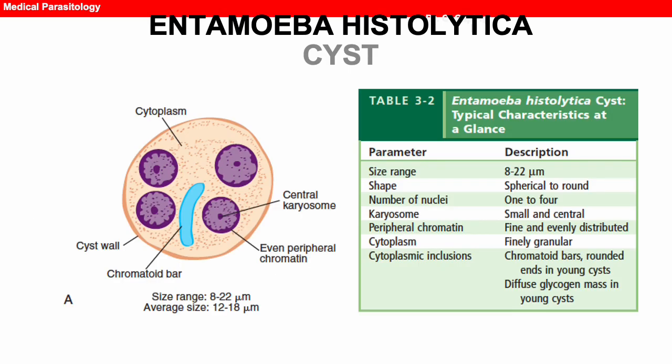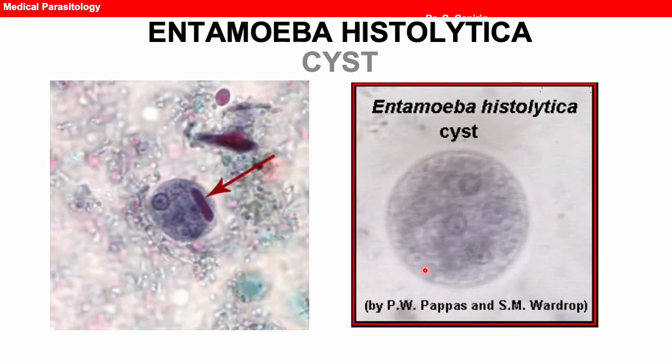The cyst of Entamoeba histolytica is characterized by the presence of a quadrinucleate cyst, 1, 2, 3, 4, and the chromatoidal bars. It has a rounded end on each portion of its part. As you can see here, there's a rounded end of the chromatoidal bar. So that is very typical of Entamoeba histolytica. Again, this shows you the Entamoeba histolytica cyst: the chromatoidal bars with rounded ends, and a quadrinucleate cyst, 1, 2, 3, 4.